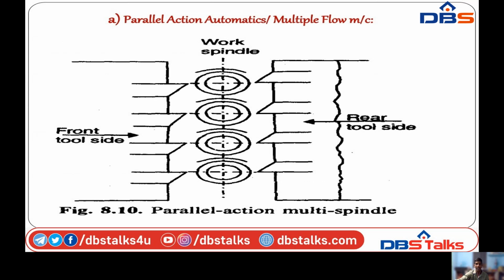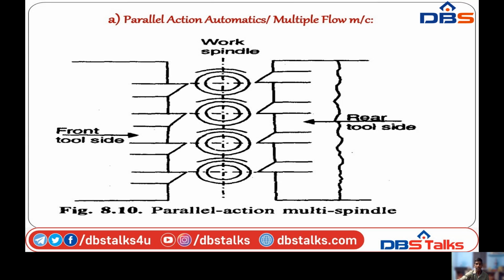First one is the parallel action automatics and multiple flow. Here I am showing different types of multiple spindles. Here I am showing 4 spindles, front tool side and rear tool side. Parallel action means parallel work going on by using this type of multiple spindles.